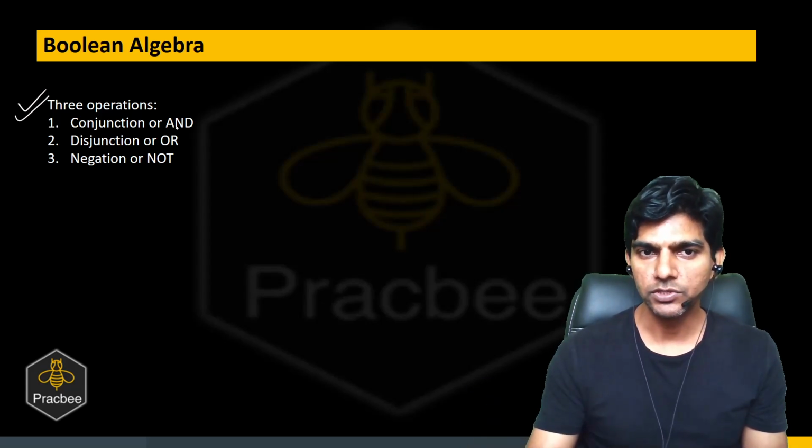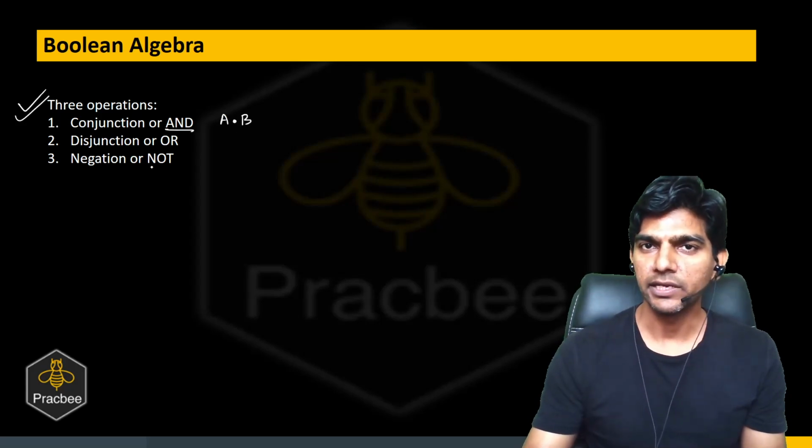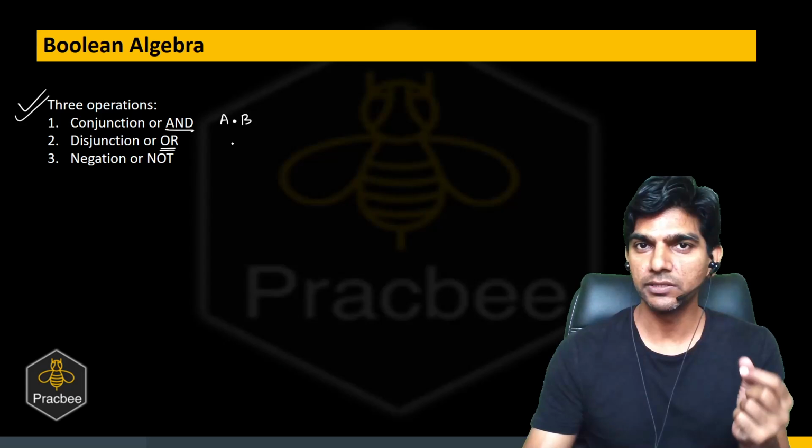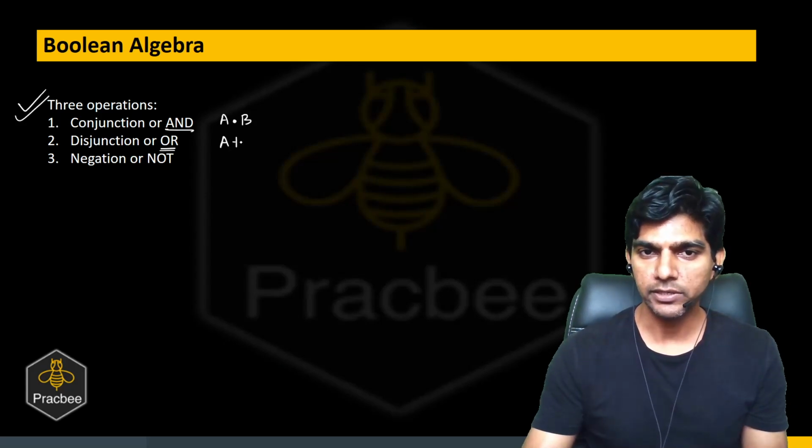First is the conjunction, which is known as an AND operation. In AND operation, it is represented with a multiplication, right? So for example, if we have two inputs, A and B, and there is a second operation, which is disjunction, known as OR operation, represented with addition, which is A plus B. We read it as A or B.